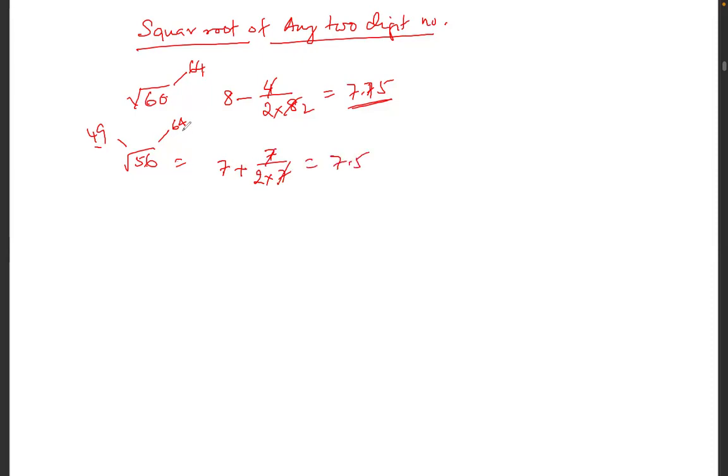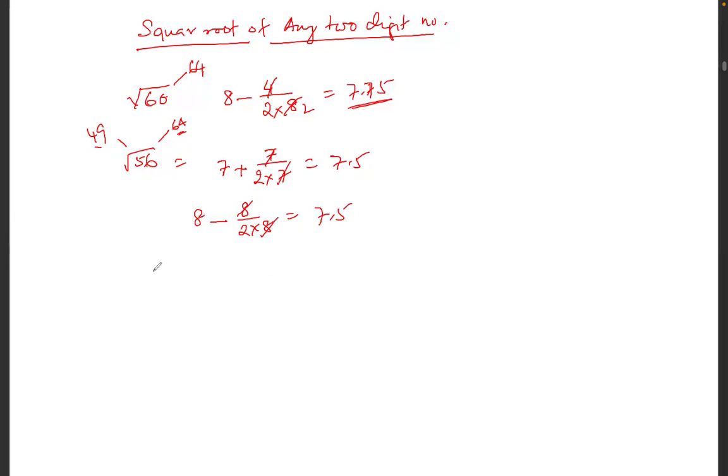Now let's say if I take 64, so square root of 64 is 8 minus, look at the difference. So what is the difference? 4 plus 4, 8. Twice of square root, you just cancel out this, again you are left with same value, right?